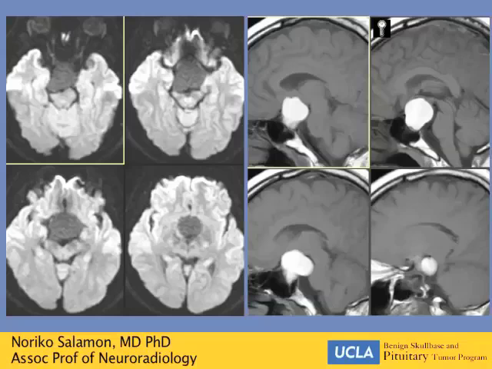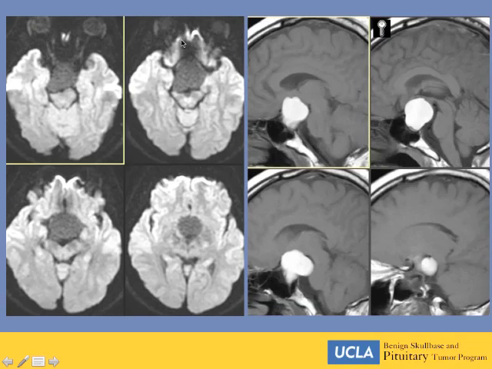Here's an MRI of this patient. So you can see this is the diffusion weighted imaging. You can see the big mass, which you can see here involving the sella and also a suprasellar component. This is very bright and homogeneous in T1 weighted imaging.